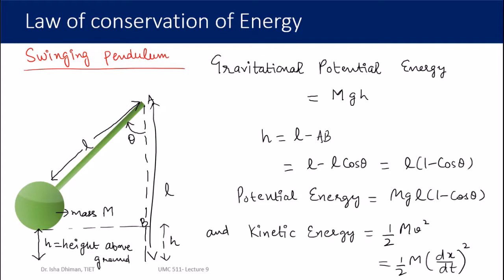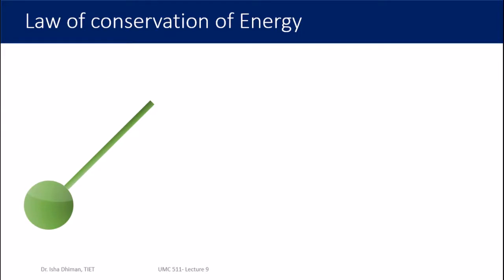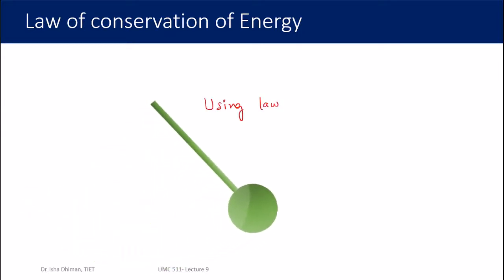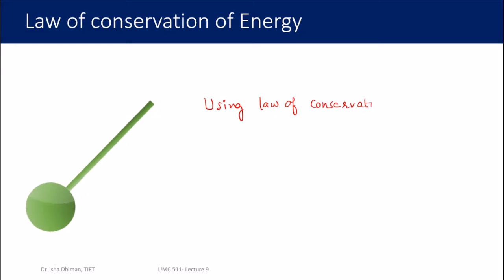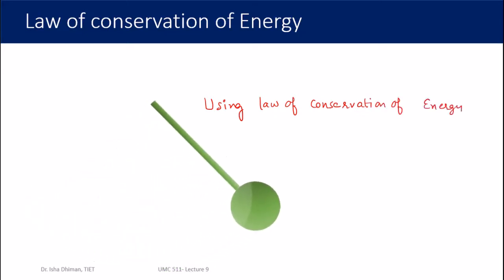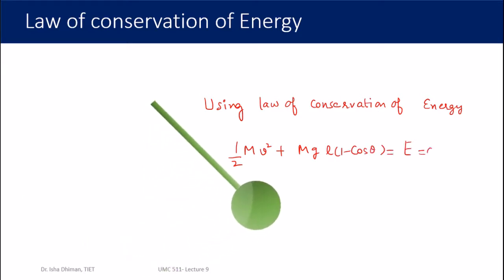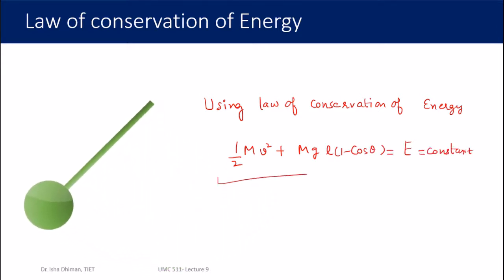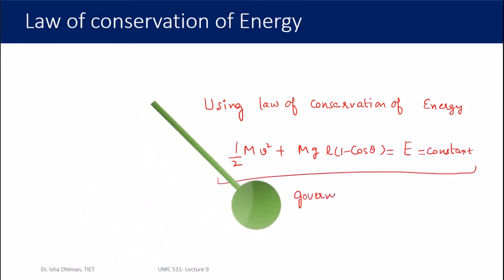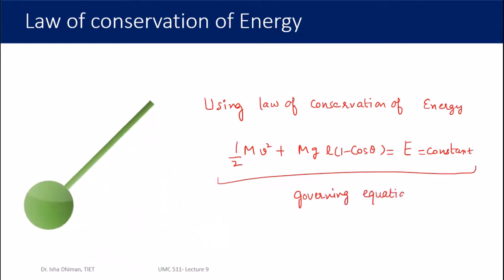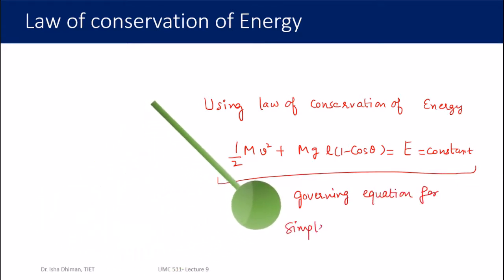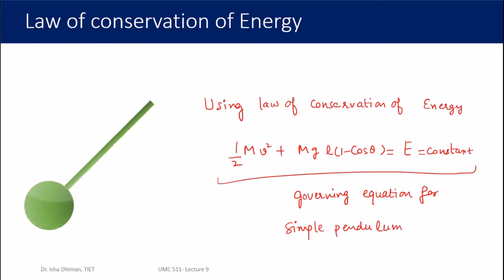So we have two energies, potential energy and the kinetic energy with us. Now using the law of conservation of energy, we get the sum of both the energies is E, which is constant. So this is basically, you can say, the governing equation for a simple pendulum.